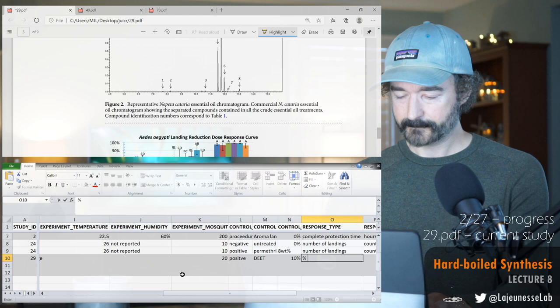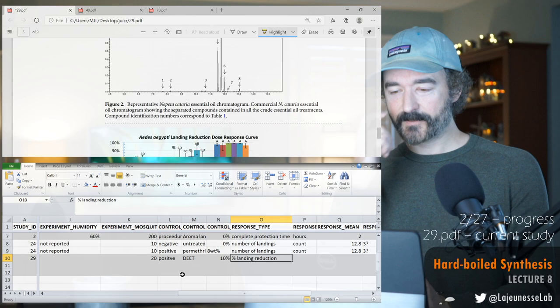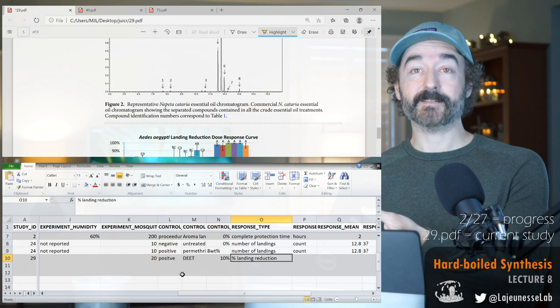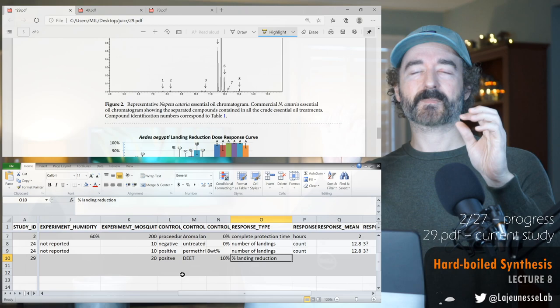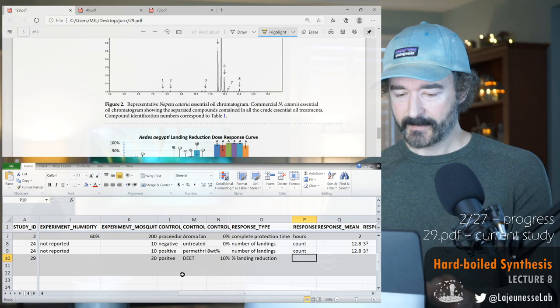So this is weird, okay? We have some studies that report the number of landings, and then some that report the opposite of that, which is the number of non-landings. So I'm going to have to inverse the effect for these studies later on. These are represented in percentages, not ideal.